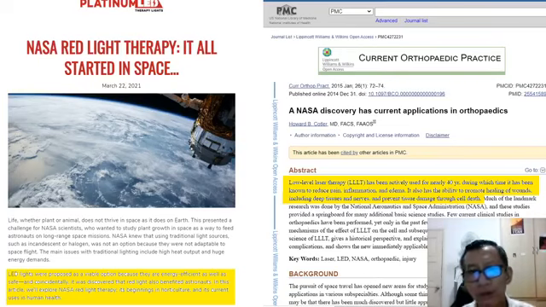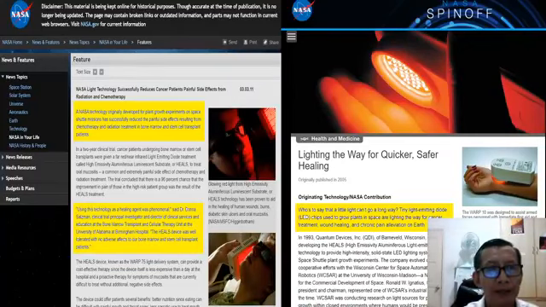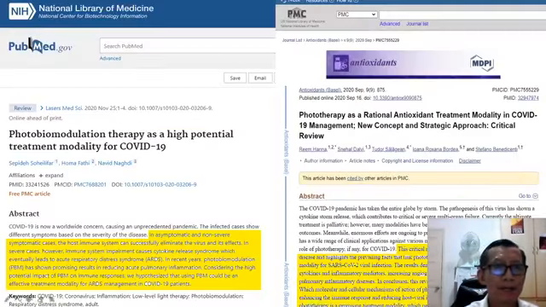What it practically does is help to reduce pain, inflammation, and to shrink whatever wounds you have, and heal the nerves and tissues. And also, this is the NASA journal talking about helping cancer patients with quicker, safer healing, things like that. Okay, so this is from the NIH, National Institute of Health.